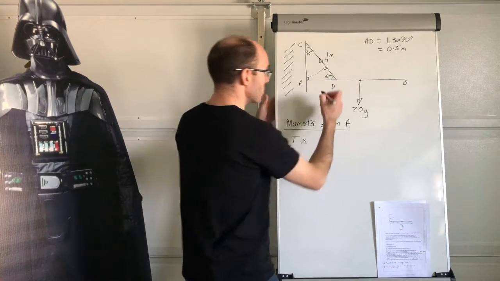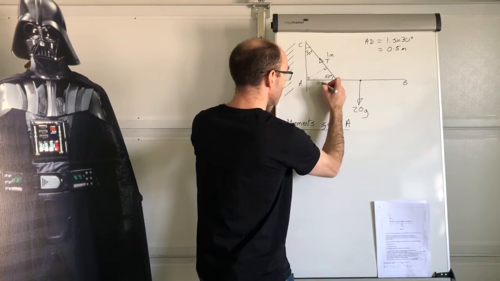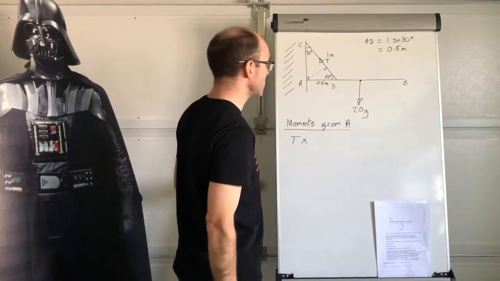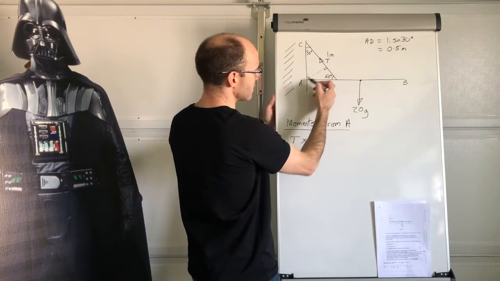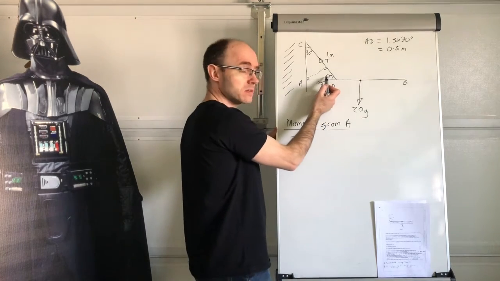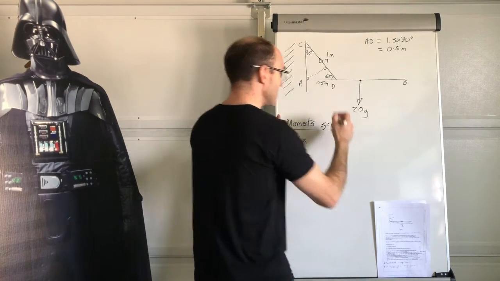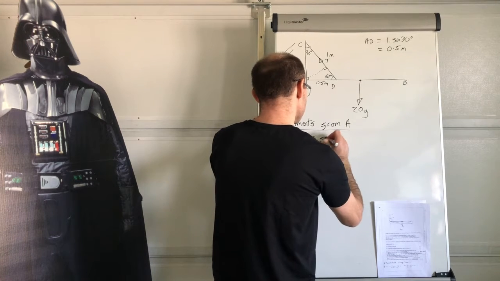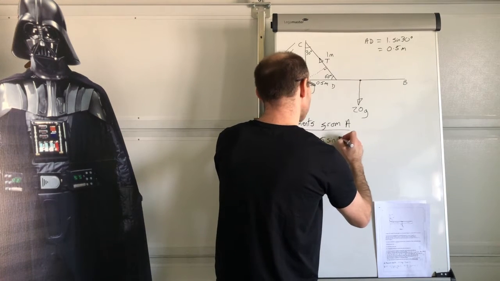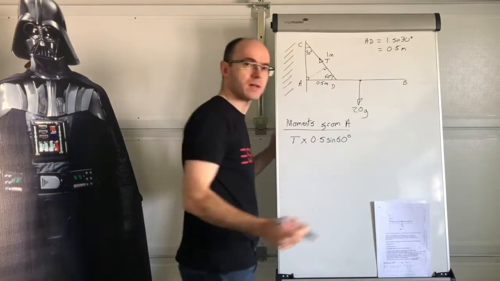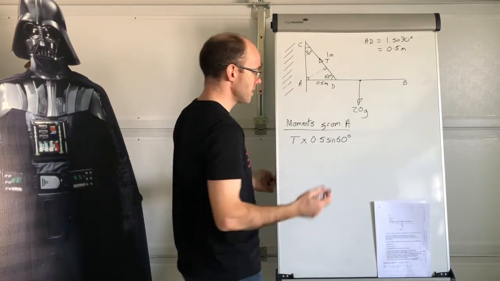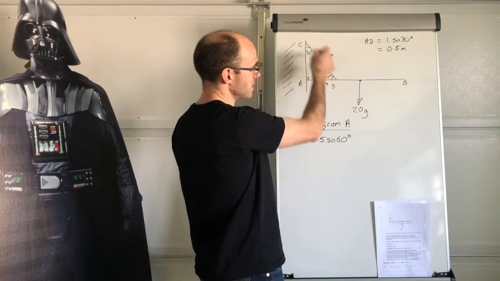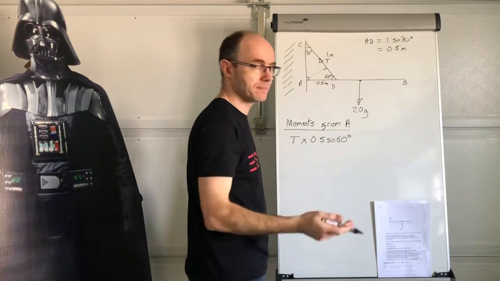All right. Why don't I just write it on? 0.5 meters. So this length there, that is opposite 60 degrees. Okay, so that's going to be 0.5 sine 60 degrees. Okay, that's the tricky bit. So that's the moment by the tension, from A. All right.